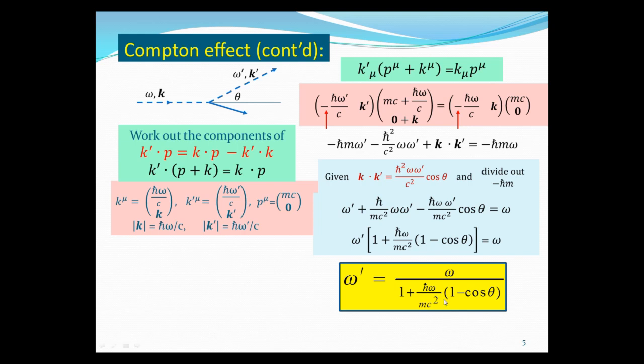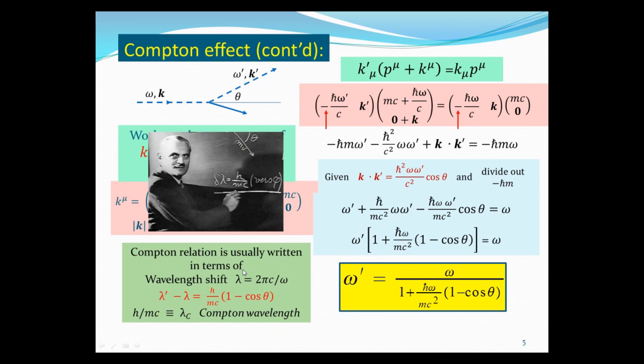Actually, this probably looks less familiar to you, because usually instead of writing the frequency shift, we write the wavelength shift. So if you write in terms of wavelength, which is 2 pi c over omega, then this relation in the yellow box becomes the wavelength shift, which is h, not h bar, over mc, times 1 minus cosine theta. Here's Compton posing in a picture with the Compton formula written on the blackboard. By the way, this h over mc is called the Compton wavelength. So the Compton wavelength shift equals the Compton wavelength times the 1 minus cosine theta factor.